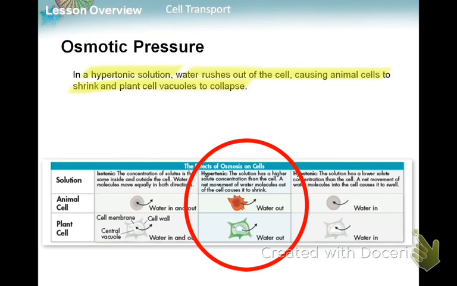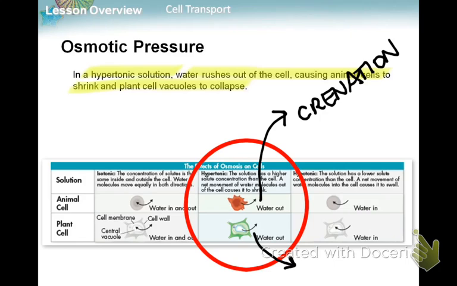Give you a couple of vocabulary terms, one you know and one you don't. In animal cells, when that happens, it's called crenation. And you learned this term already. Plasmolysis in plants.